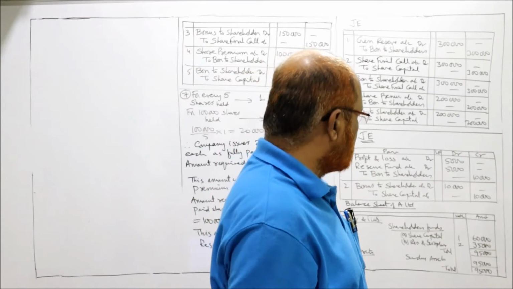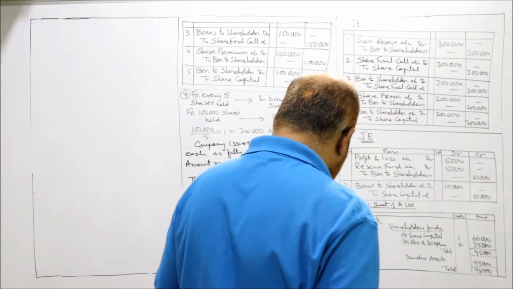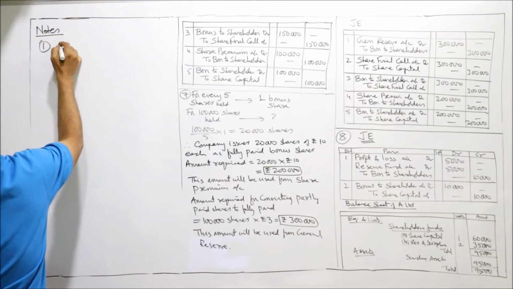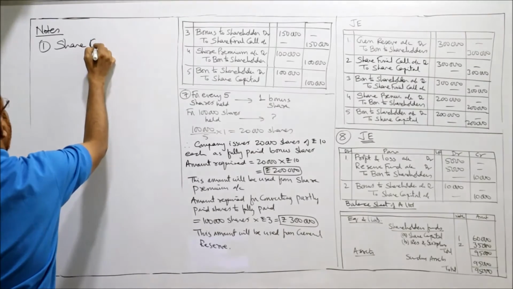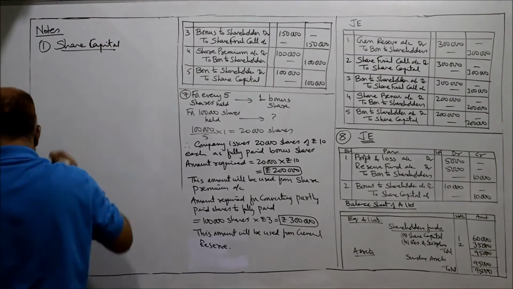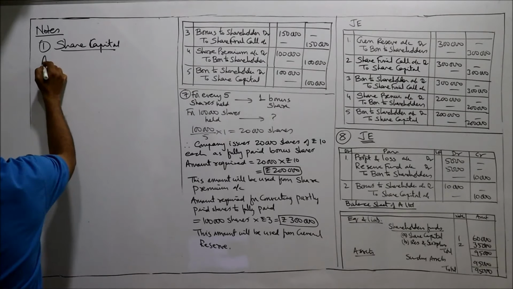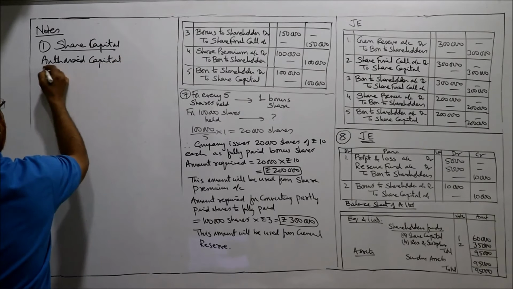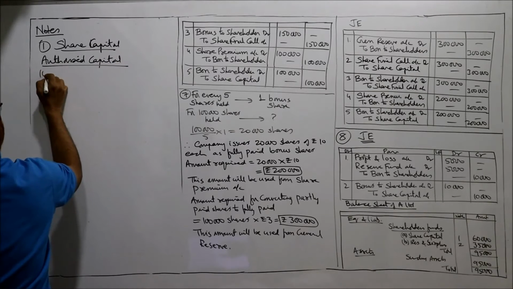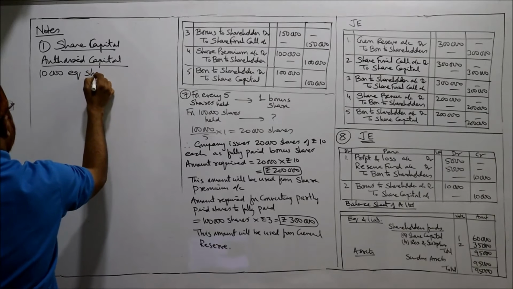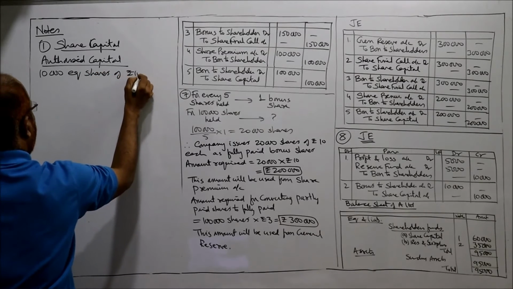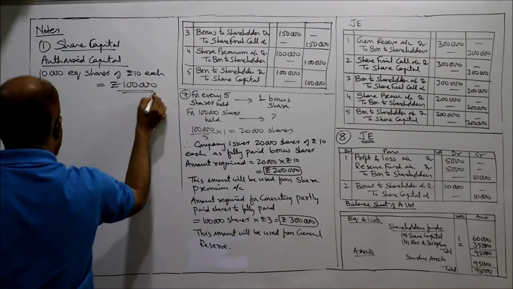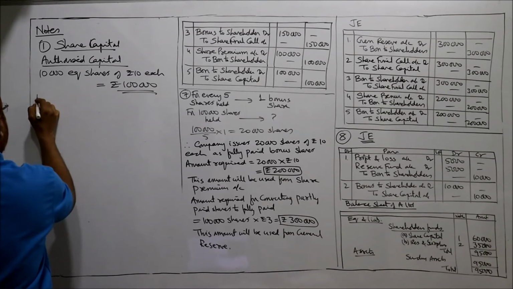Now we have to show the notes. Notes forming part of financial statements. So we'll write down the notes. First note, share capital. Under share capital, authorized capital is given in the problem. It is only information: authorized capital, 10,000 equity shares of rupees 10 each is equal to rupees 1 lakh. This is the authorized capital.